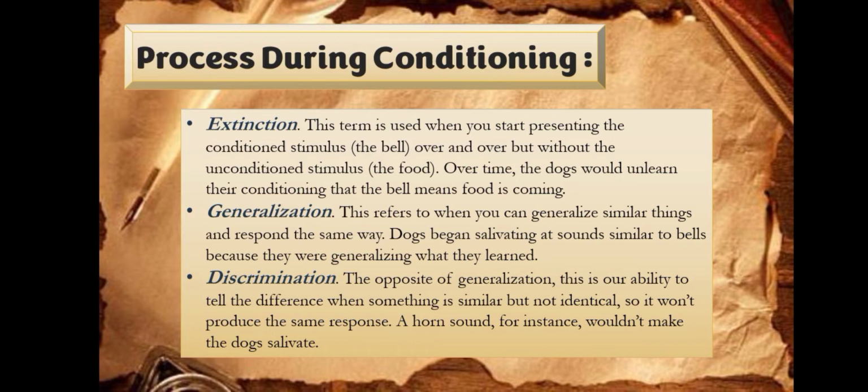Discrimination. The opposite of generalization. This is our ability to tell the difference when something is similar but not identical, so it won't produce the same response. A horn sound, for instance, would not make the dog salivate.